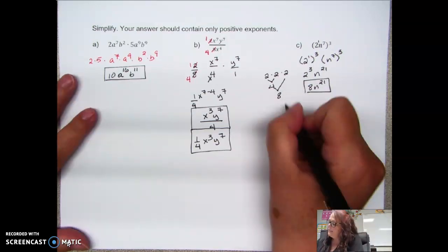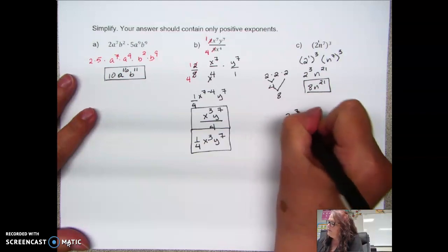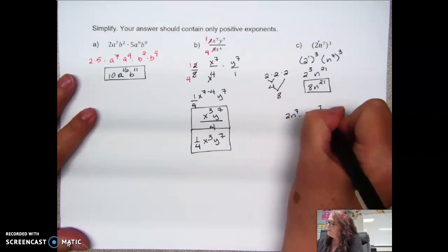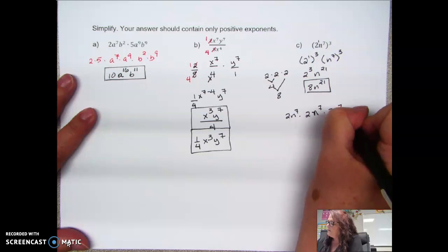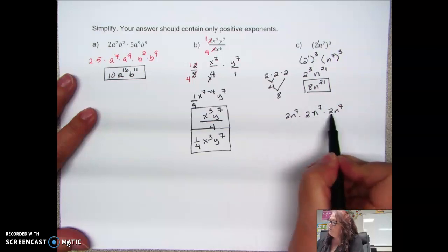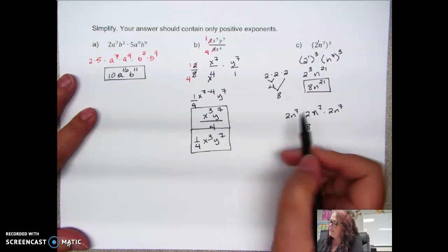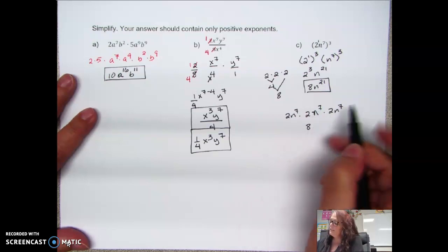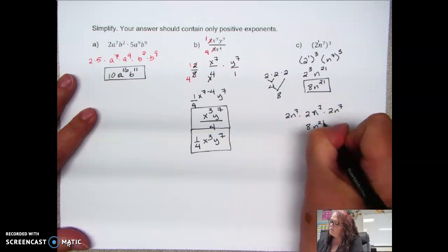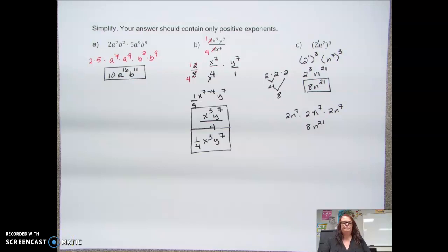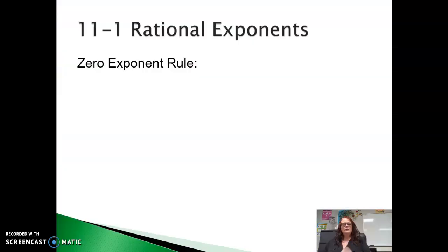Another way you could have seen that is 2n to the 7th 3 times. And notice you get 2 times 2 times 2, which we said was 8, and 7 plus 7 is 14, plus 7 makes 21. So that's where that rule comes from. So another rule that we have is called the zero exponent rule. And that tells me that any number to the 0 power is equal to 1.